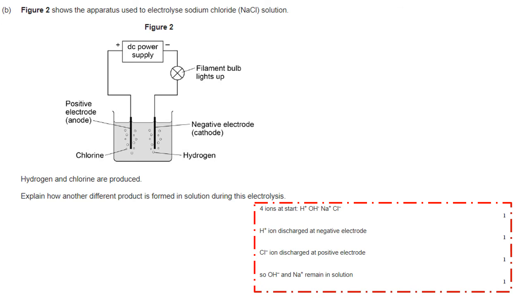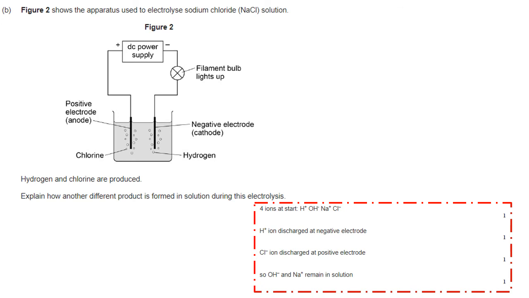Next question, we are going to look at our example we've just looked at. We are going to electrolyse sodium chloride solution. So they expect you to know that it is aqueous. And they've helpfully told us that those bubbles of gas that you'd see at each electrode are chlorine and hydrogen. Explain how another different product is formed in the solution during this electrolysis.